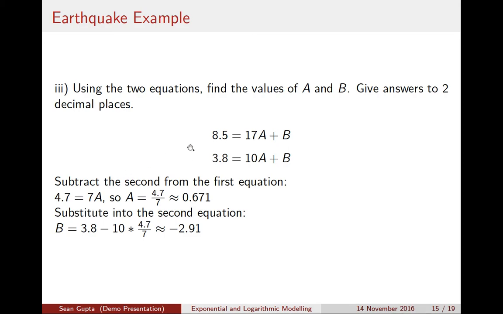Alright, 8.5 minus 3.8 is 4.7, 17a minus 10a is 7a, and b minus b falls away, and we get an a of 0.671. Let's plug this value into either of those equations. In both cases we will get the value of b. Might as well take the second one, and b is 3.8 minus 10 times the value of a, and minus 2.91. Notice I'm plugging in the exact value here rather than the rounded value in order to avoid a rounding error.